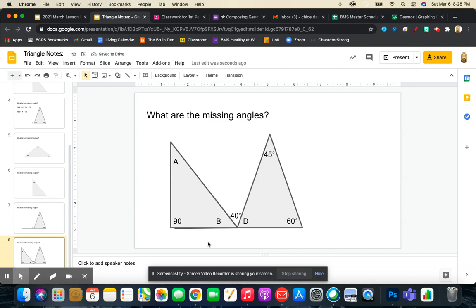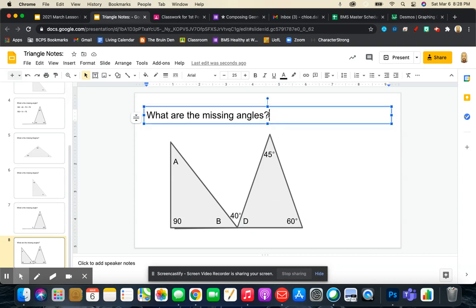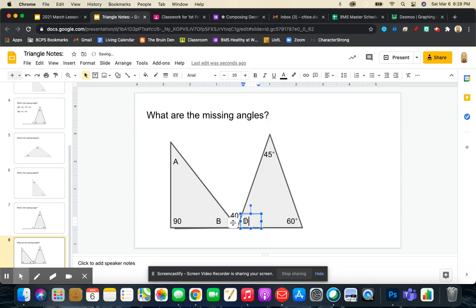But again, I still don't know A. I still don't know B. But I can figure out angle D. Angle D can be figured out because I have a triangle. So 180 minus 45 minus 60, that's 180 minus 105, is 75 degrees right here.